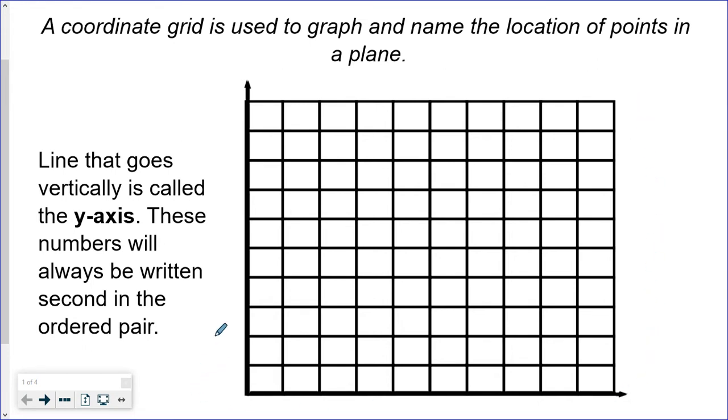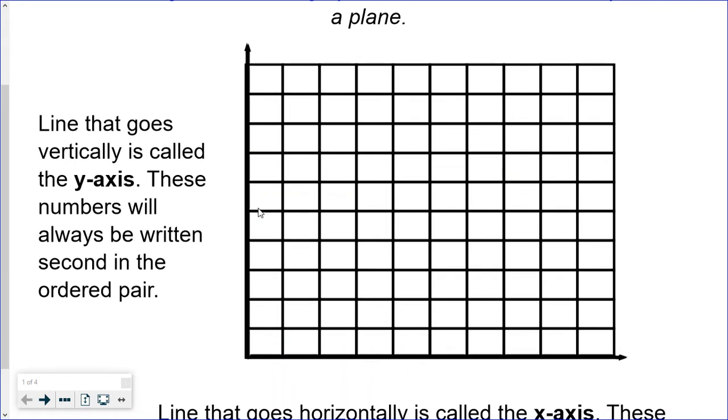You'll notice that this plane has a whole bunch of lines on it. The reason why the lines on the end are darker is because these are part of the axis. This is part of the outer part of our grid. It goes vertically up and down, and it also goes horizontally. Now these lines actually have names.